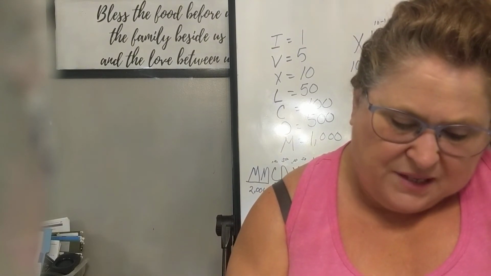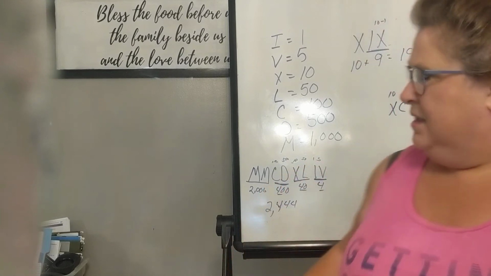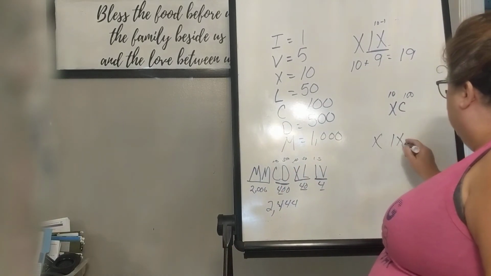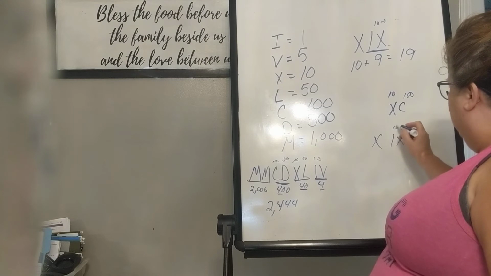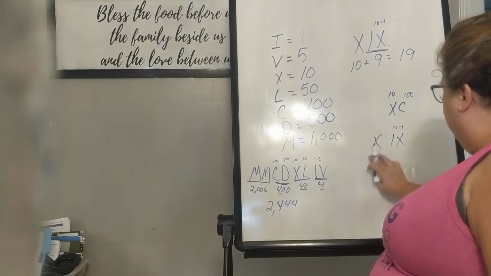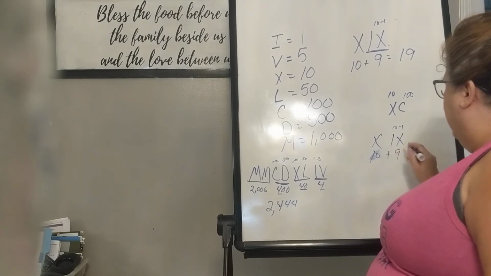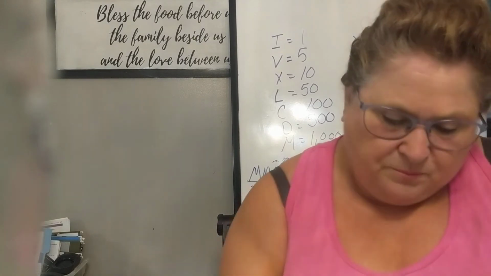Letter C, we have XIX. So we have X. Then we have IX. Remember what that IX is? 10 minus 1. So it's 9. So X, so 10 plus 9 equals 19.